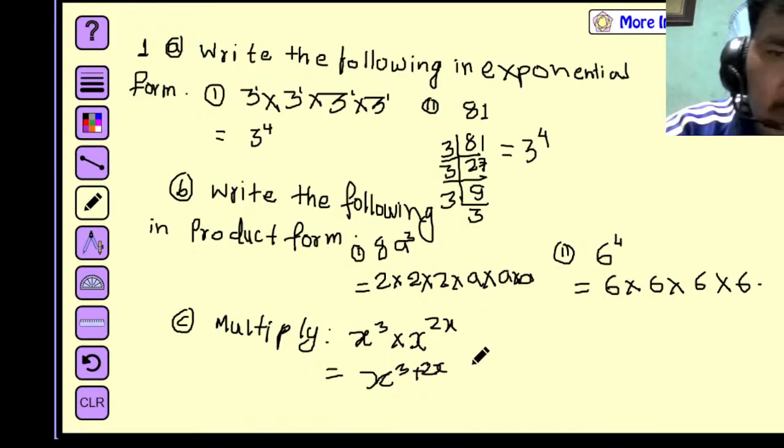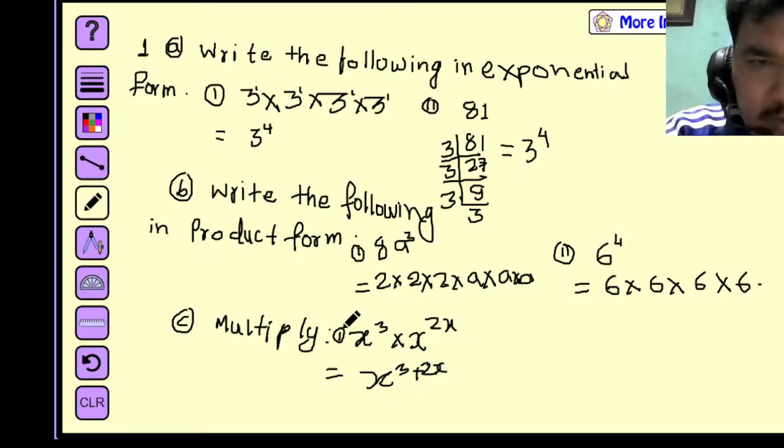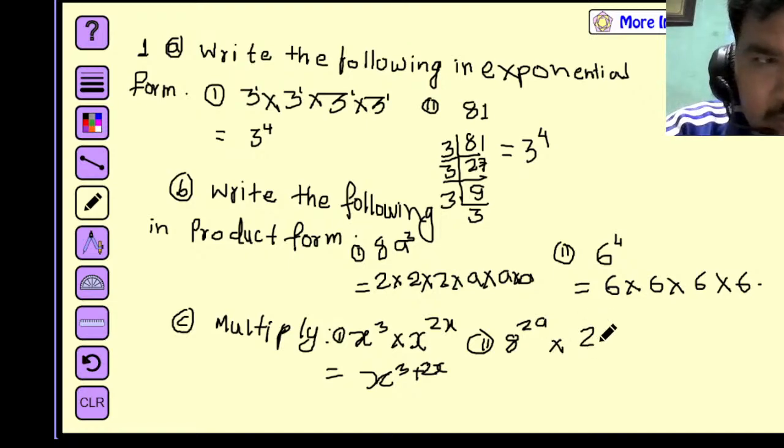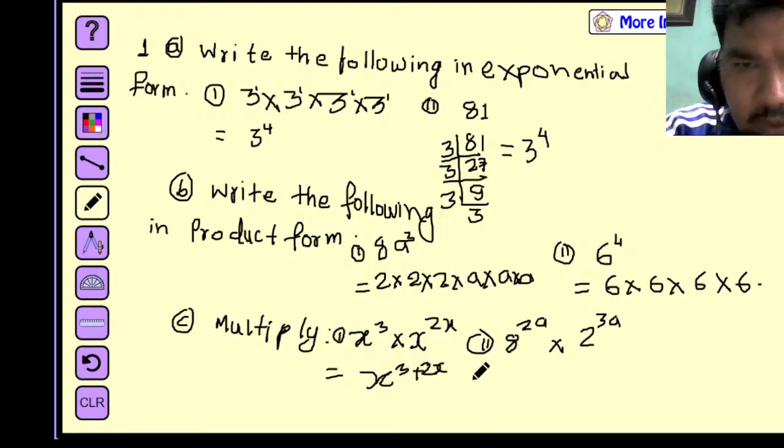In the same case, this is multiply number 1. And suppose there is a second kind like this. What will you do in such a case? Look, here a to the power 2 is given, and here 2 to the power 3 is given. In this case, what you have to do, look: in this, 8 we know is 2 cubed, right?